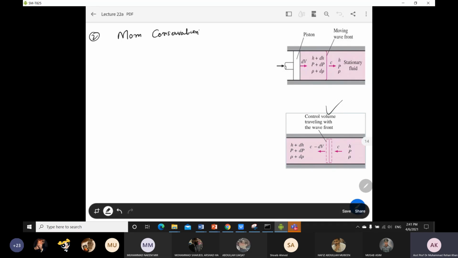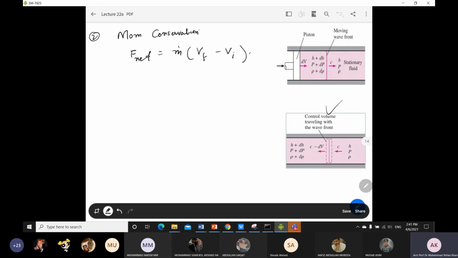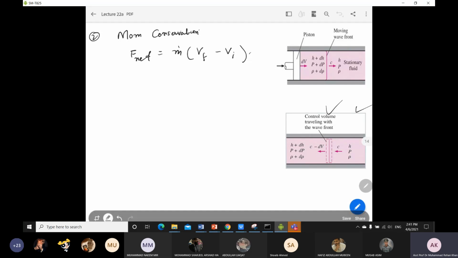For momentum conservation, you know that net force is equal to m dot, the mass flow, into the final velocity minus the initial velocity. This is the basic momentum conservation equation. From here, you have to find F net on this control volume, which is assumed in this figure. So how do you calculate it?